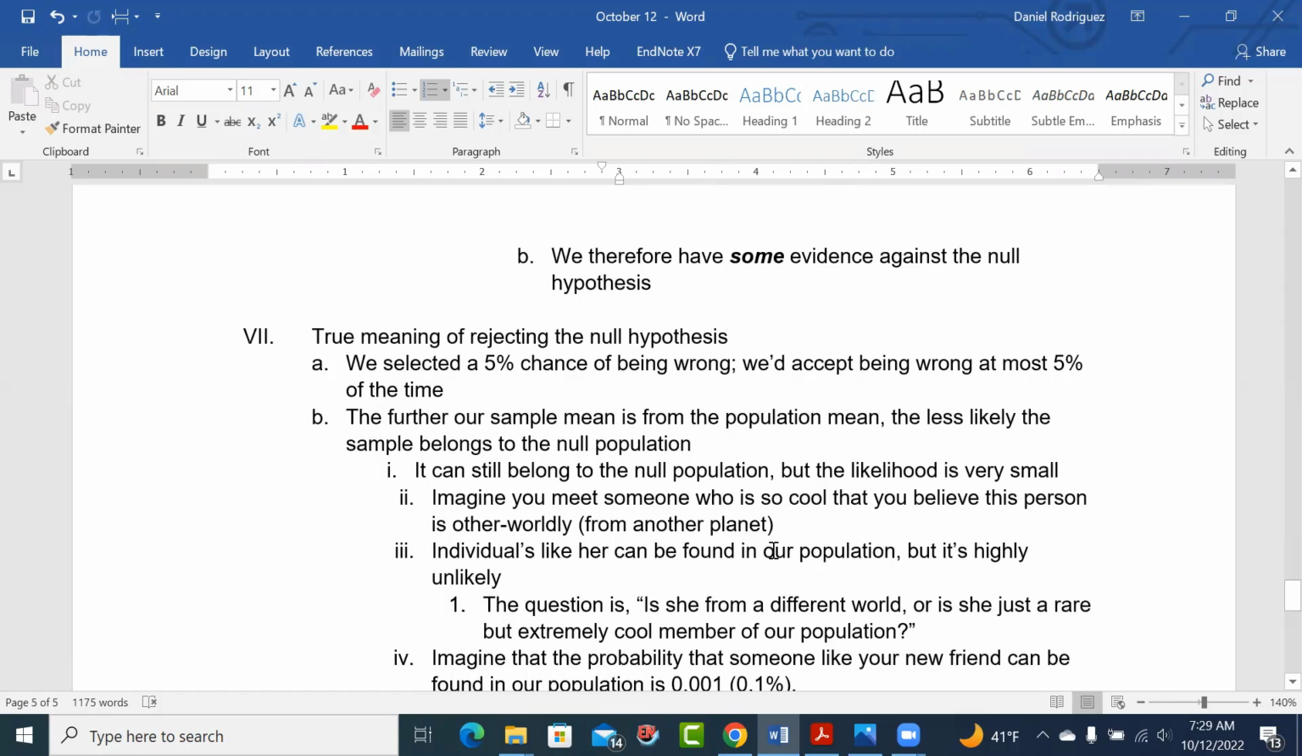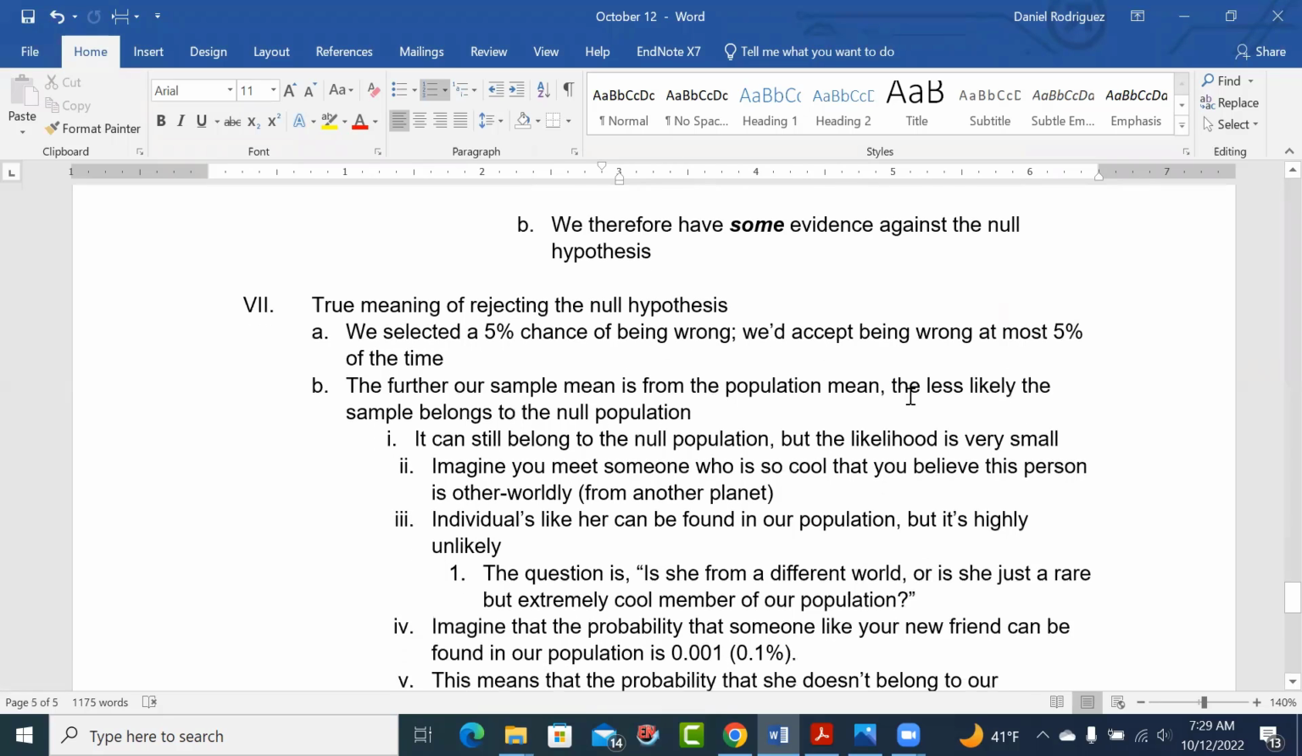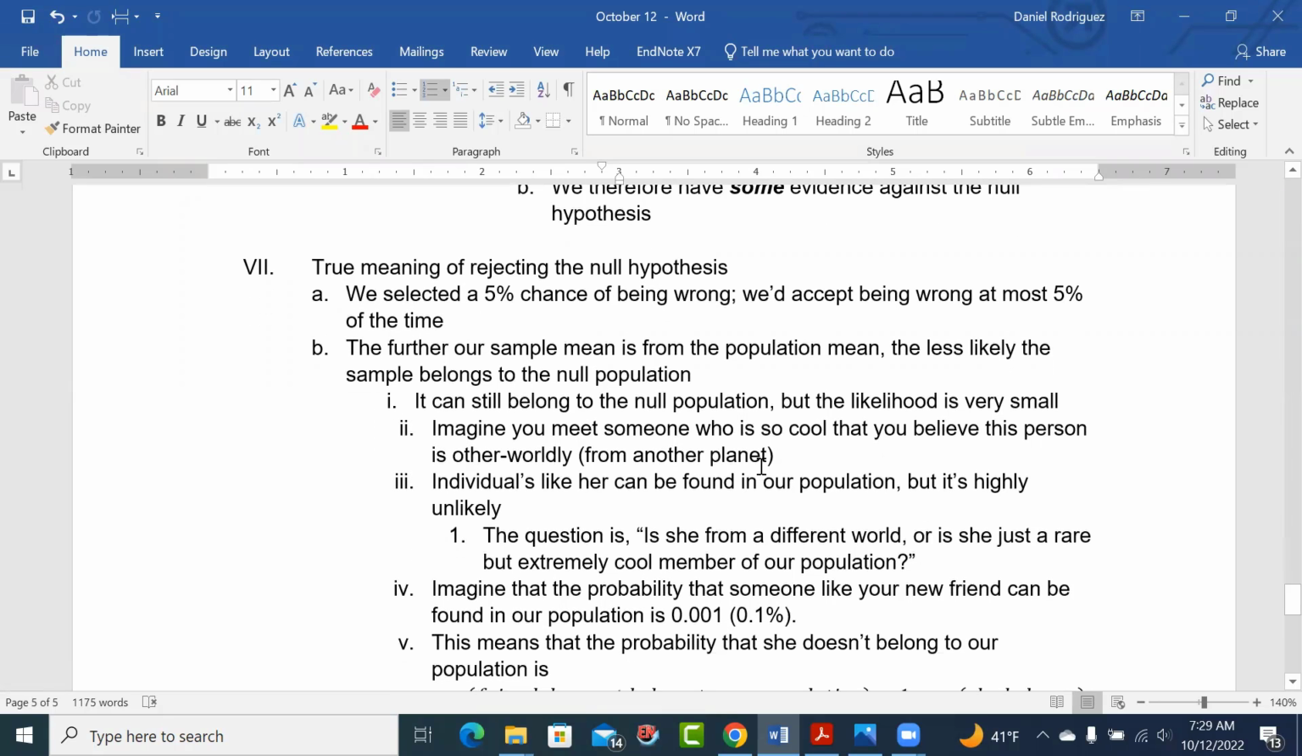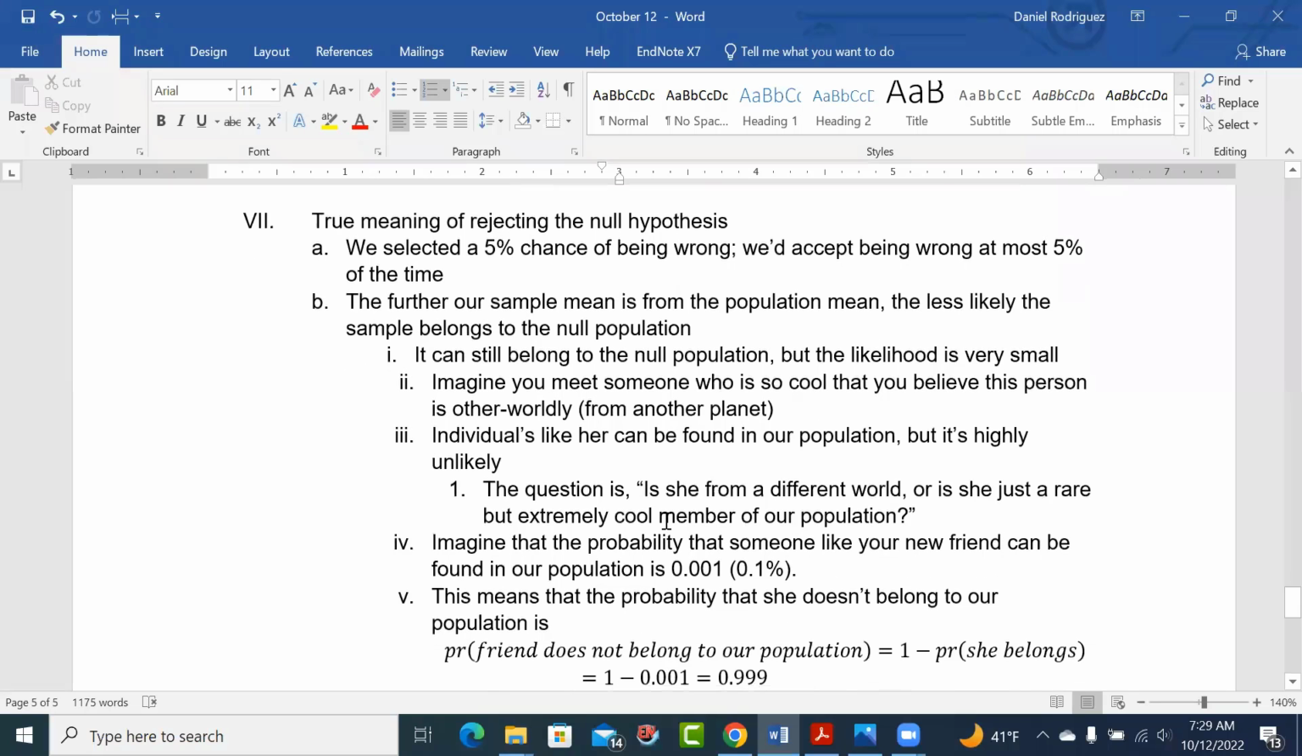Okay, all right, guys. So I already covered all of this, but here's a little example I give to understand what rejecting the null hypothesis means. I just mentioned that an alpha of 5% means that we accept being wrong 5% of the time. I try to be creative in these.